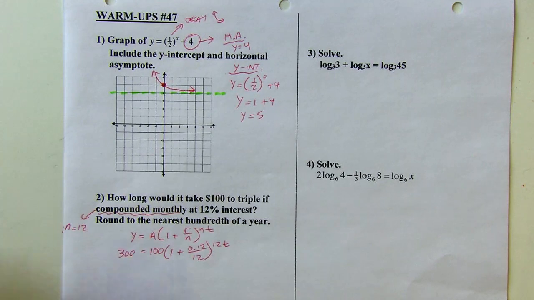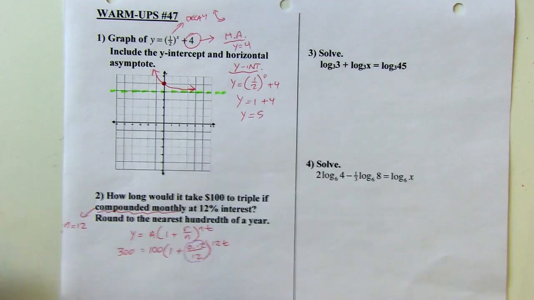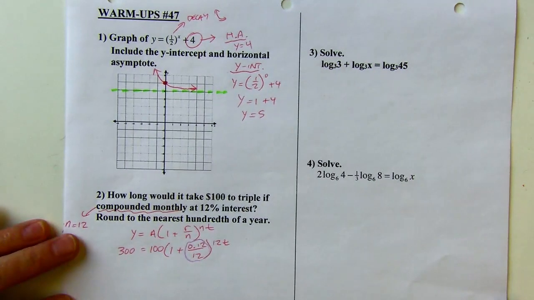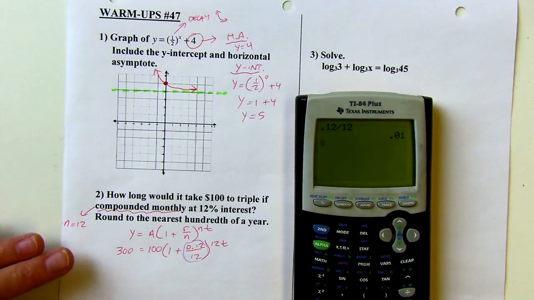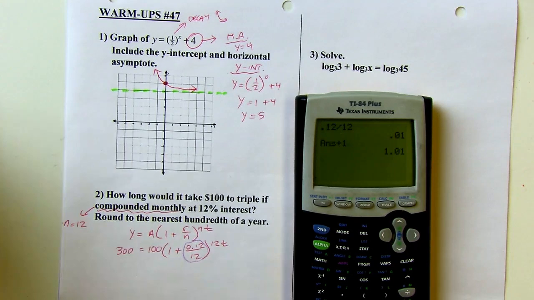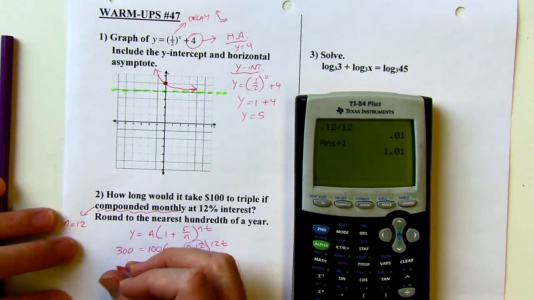I'm going to do a lot of this on my calculator. I'm going to start right there, which maybe you don't need a calculator for, but I'm just going to keep track on here. 0.12 divided by 12 gives me 0.01, okay? And then I'm going to add 1 to that. All right, so here, let me keep track a little bit here.